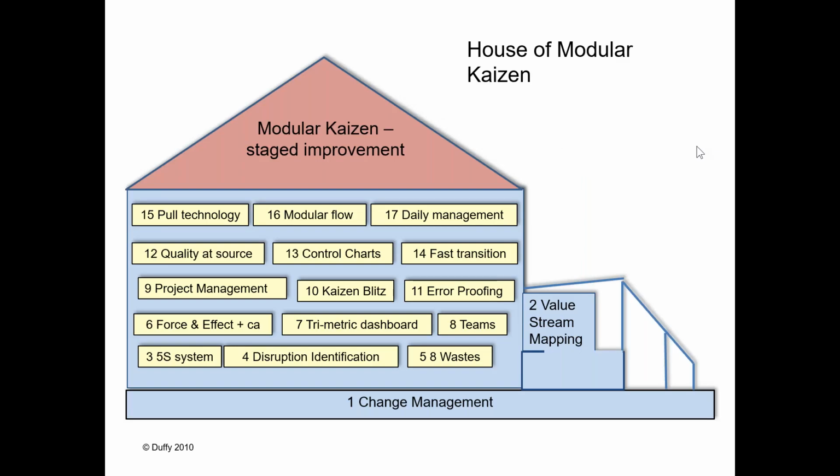Then the House of Modular Kaizen is basically the same as the House of Lean, and in my mind, it should be.